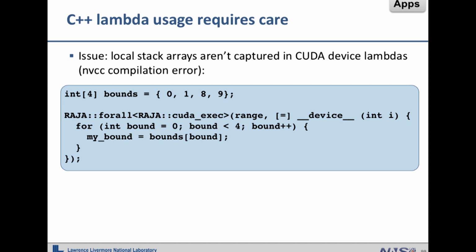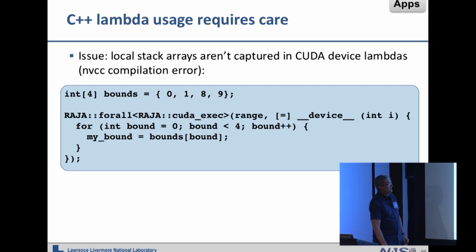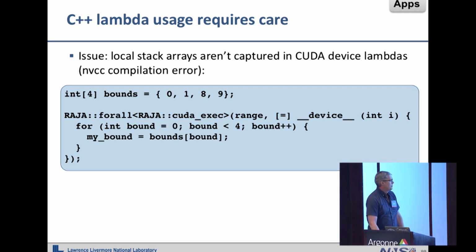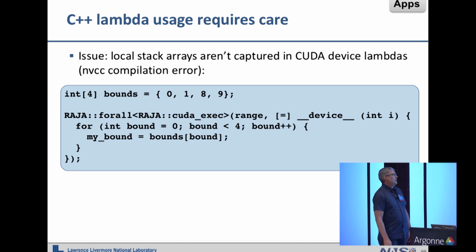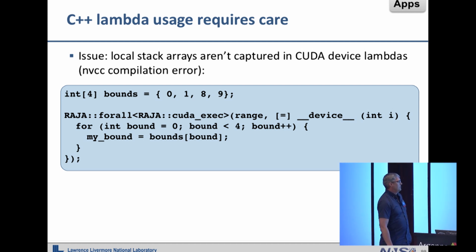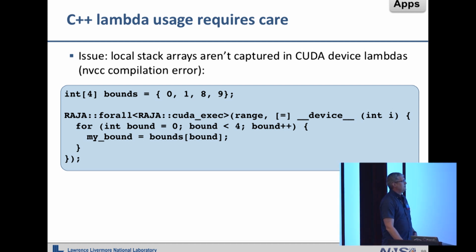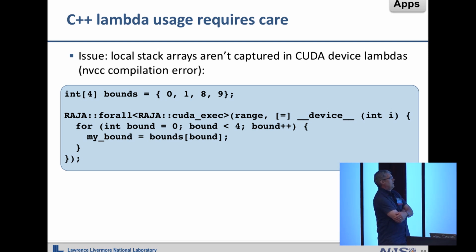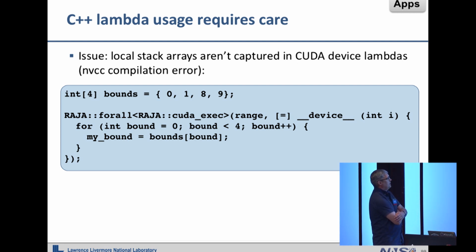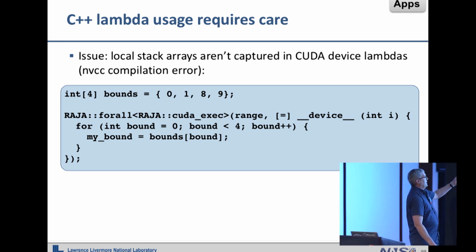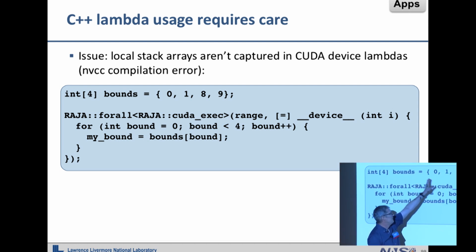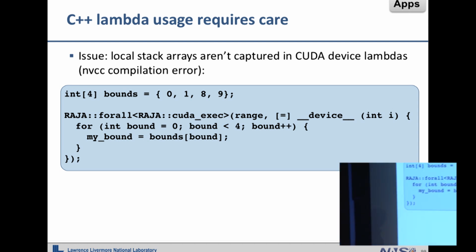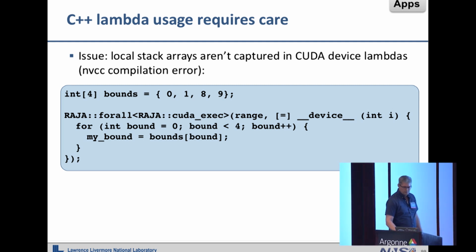Another issue is that local stack arrays aren't captured in CUDA device lambdas. And this is technically a violation of the C++ standard. I wish, and so do our application folks, that NVIDIA would change this, but they're not going to, at least in the near future. I kind of understand why, but I don't agree with it. So basically, when you write something like this, where you just say, okay, here I have an array of some values, and I want to use those inside a loop, that will also be a compilation error.